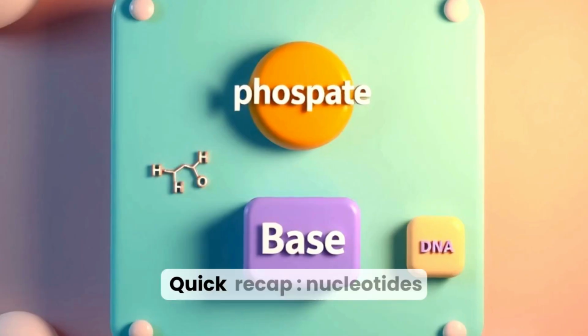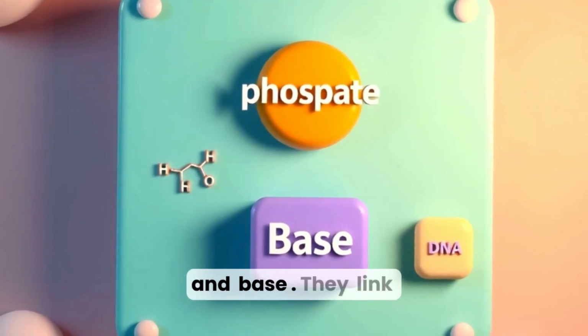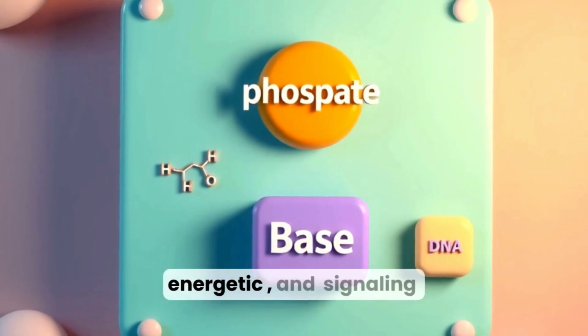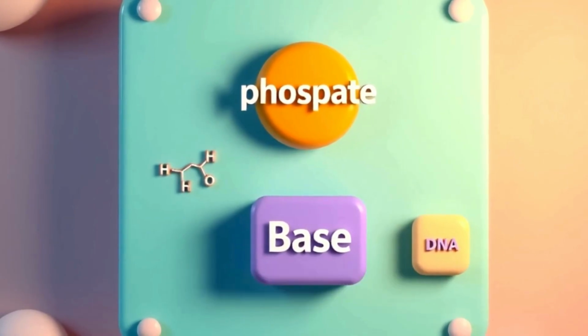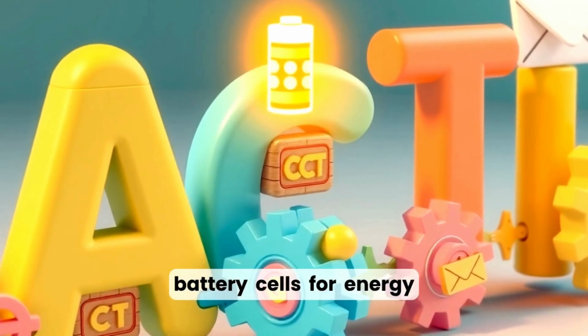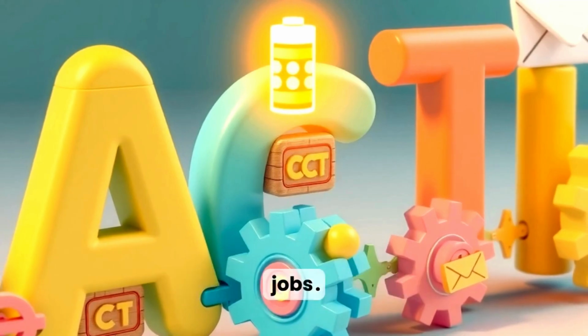Quick recap: nucleotides are phosphate, sugar, and base. They link into DNA or RNA and serve structural, energetic, and signaling roles in cells. Think of nucleotides as letters in a code, battery cells for energy, and messenger tokens for signals. One set of building blocks, many jobs.